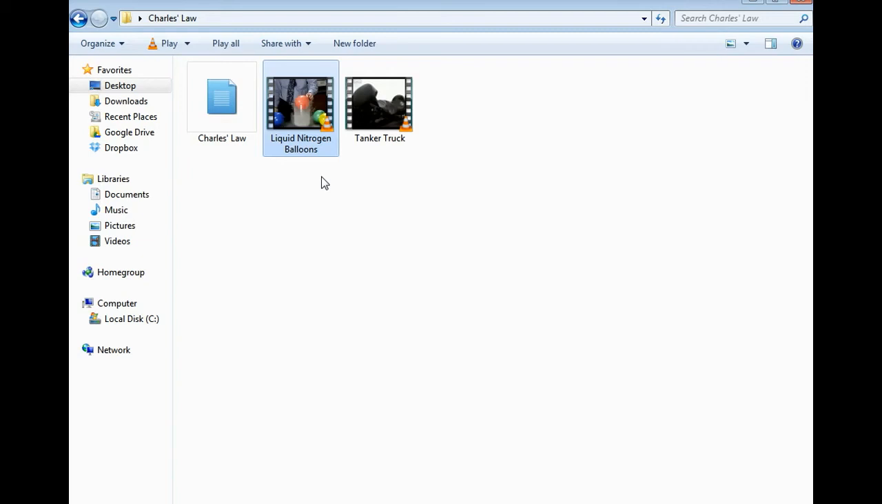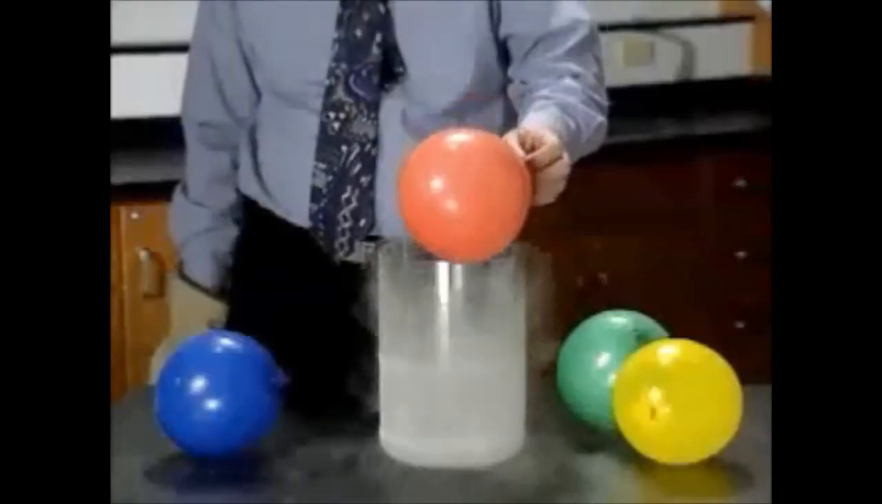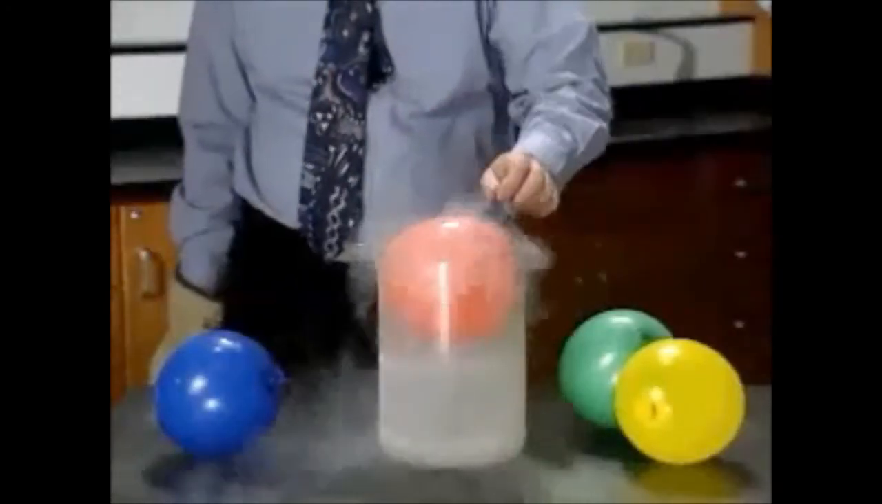The next thing we're going to talk about is Charles's Law. Now, Charles's Law is best demonstrated with liquid nitrogen balloons. Liquid nitrogen is a substance that boils at minus 196 degrees Celsius, so it's super cold. If we take balloons, as we're going to demonstrate in this video, they're at room temperature right now, and we stick them in liquid nitrogen.